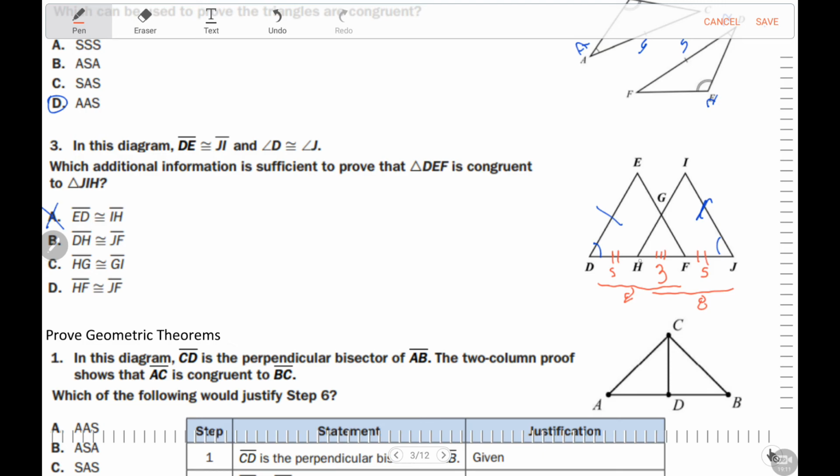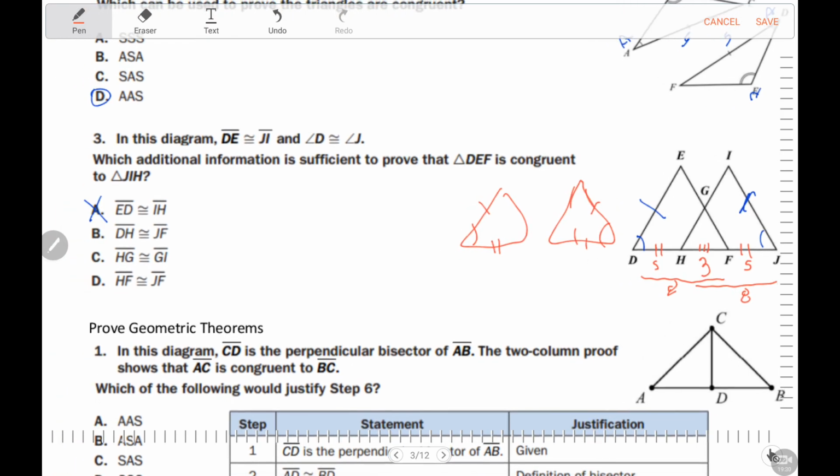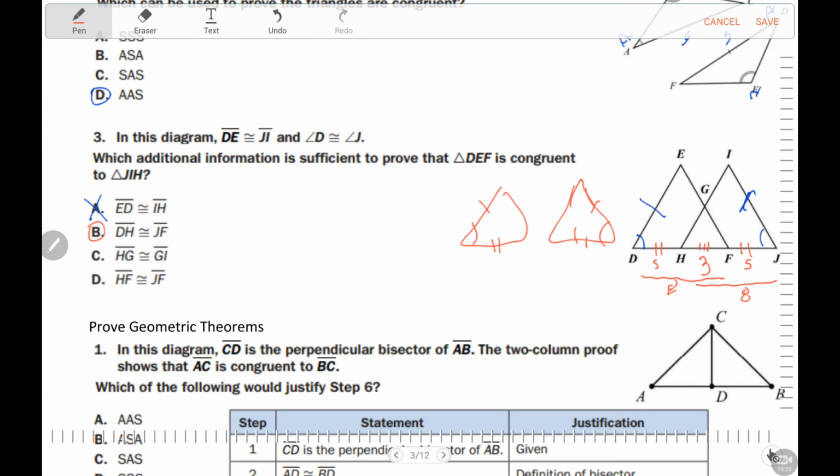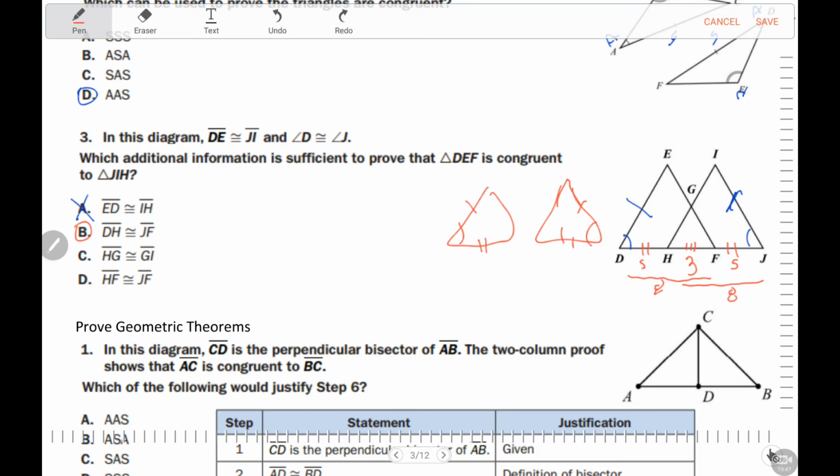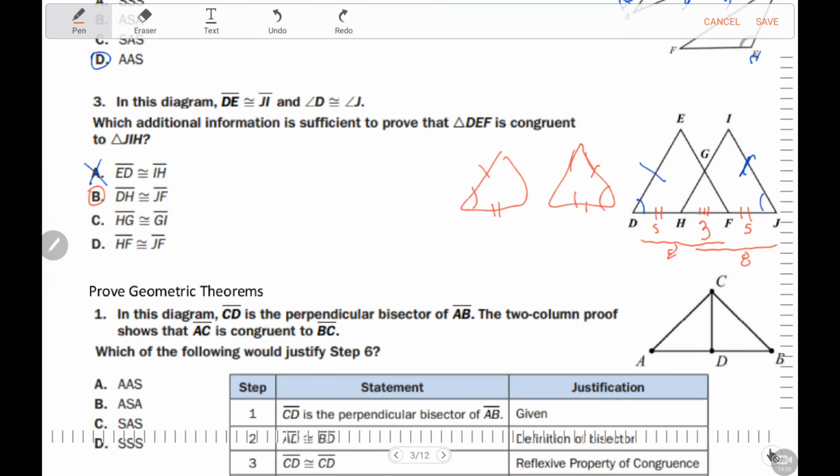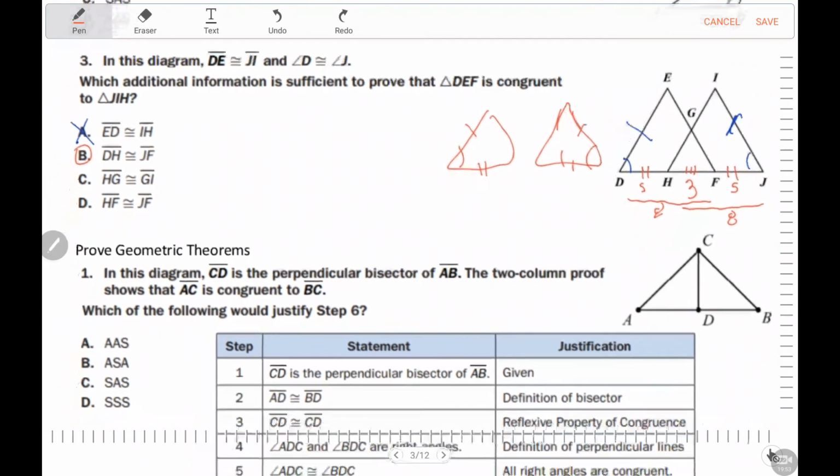So you'd have side, angle, side, and side, angle, side. You'd have 2 triangles that look like this. Sorry for my awesome drawings, but that's how it would be. So you would need that one right there. The other one's HG and GI, and that doesn't even do anything. HF and JF, that just proves that's that. That doesn't relate this piece. So basically make sure DF and JF are the same.